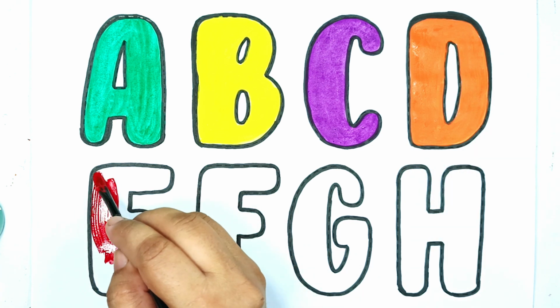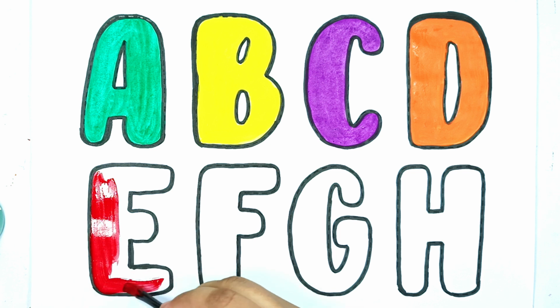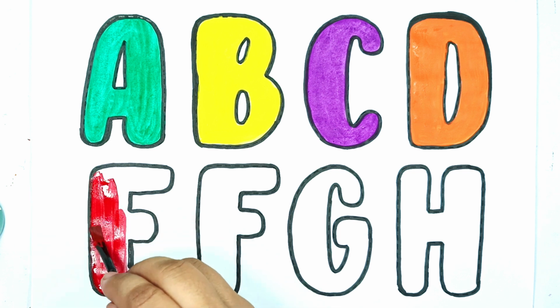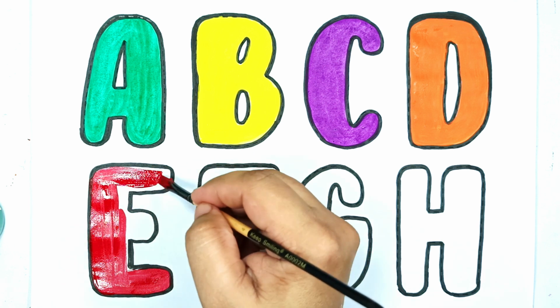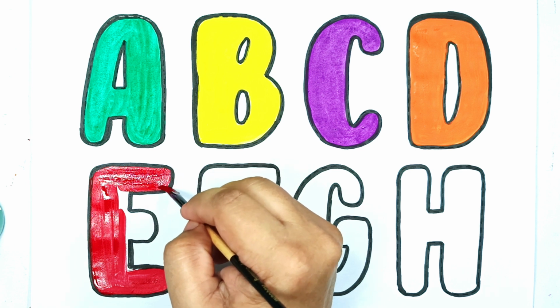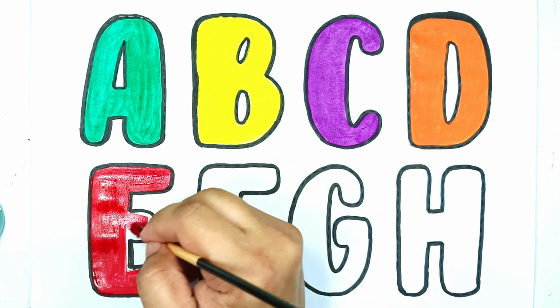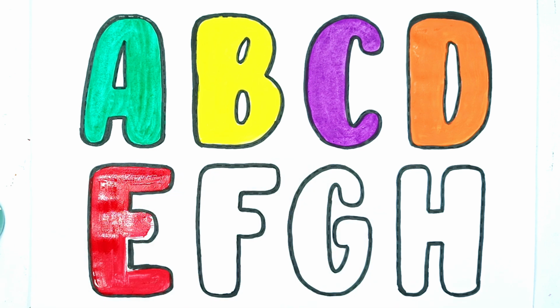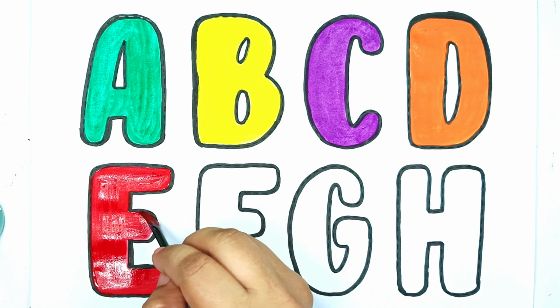E is for elephants. F is for frog. F, fantastic frog and toad tails. F is for fish. G is for glass. G, giggly glass painting art. G is for gorilla.